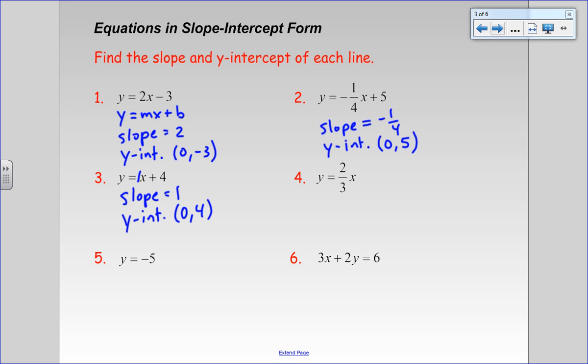Equation 4 is y equals 2/3 x. Note that we could, in slope-intercept form, write y equals 2/3 x plus 0. So the slope of the line is 2/3, and the y-intercept is the point (0, 0), the origin.